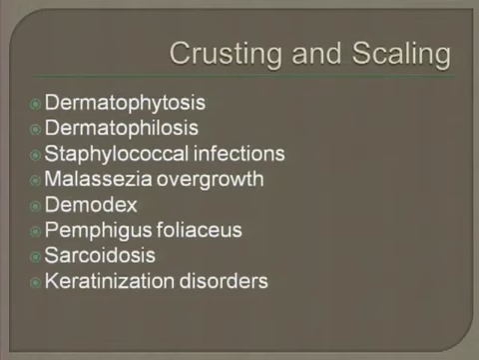All right, so we're going to move on to the other problem categories. So dermatophytosis, dermatophilosis, staph, malassezia, demodex, pemphigus, sarcoidosis, and seborrhea. Those are the big causes for crusting and scaling in the horse.